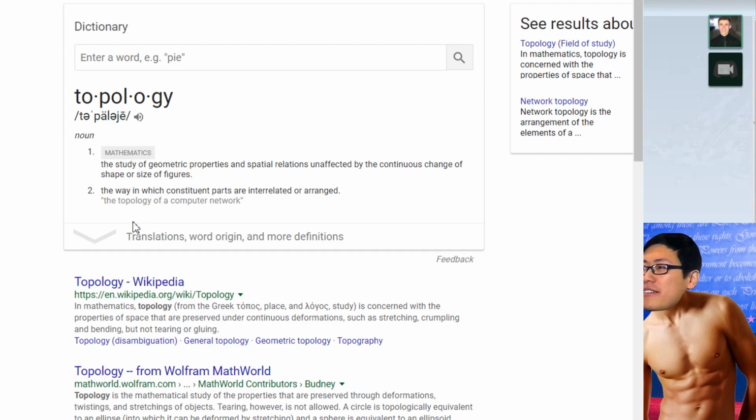So topology, the study of geometric properties and spatial relations unaffected by the continuous change of shape or size of figures. So trying to figure out the property regardless of how large it is. Regardless of whether we're talking about that piece of paper with the hole through it or a mountain that you punch your fist through and you have a hole on both ends, they're going to figure out the definition of it. Now, if we look up the topological definition of a hole.